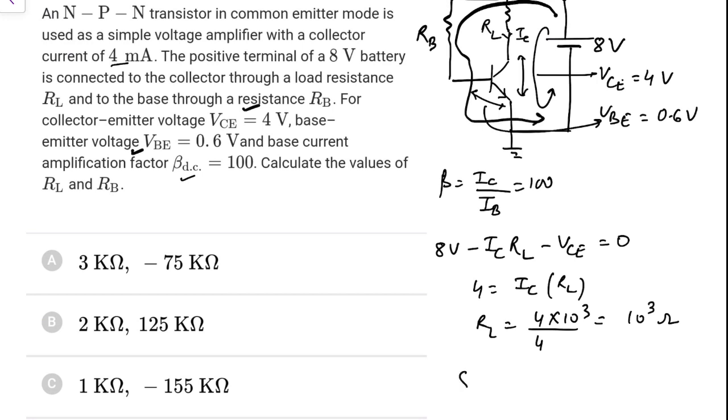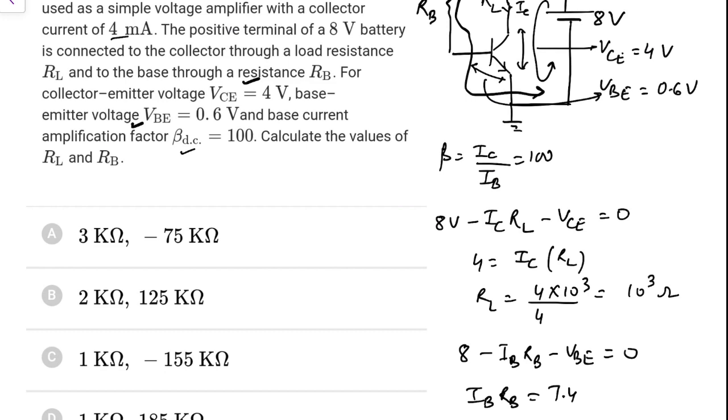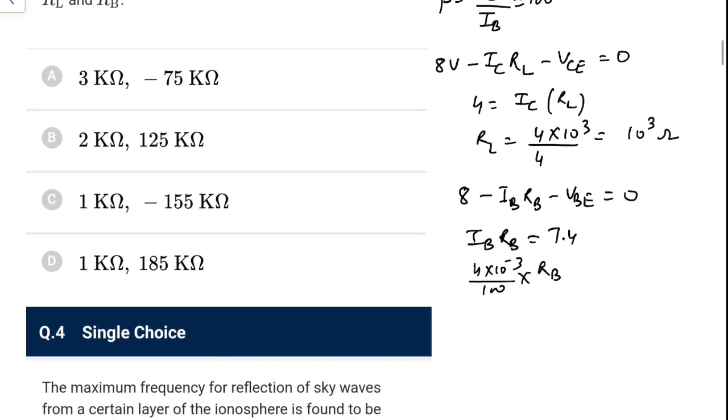So for this loop, we have 8 minus the current IB flowing in the base times RB, minus VBE, equal to 0, and VBE is 0.6. So IB RB comes out to be 7.4, and what is IB now? You can make it out. IB is IC by 100. IC by 100 means 4 milliampere over 100, into RB, that is 7.4.